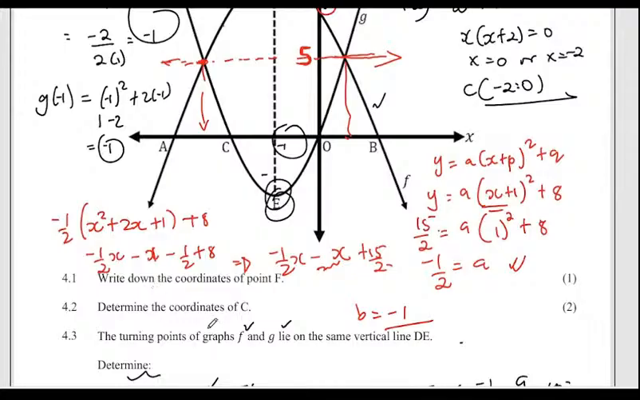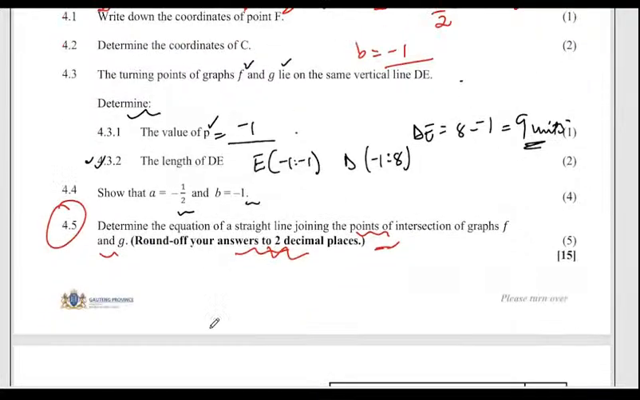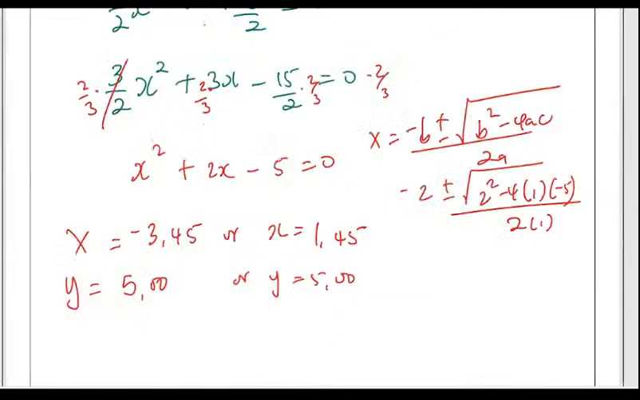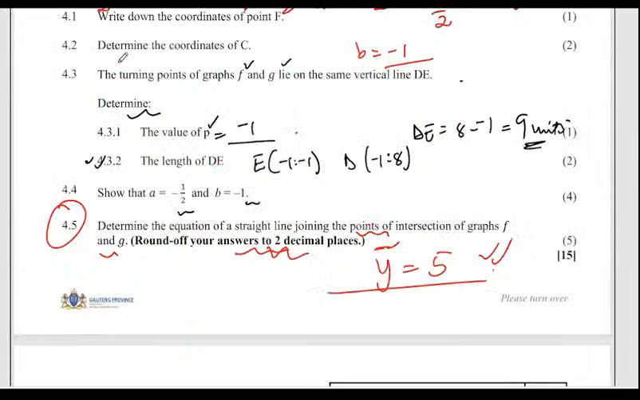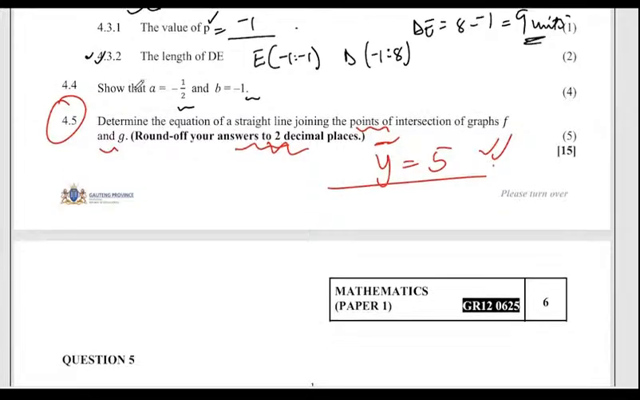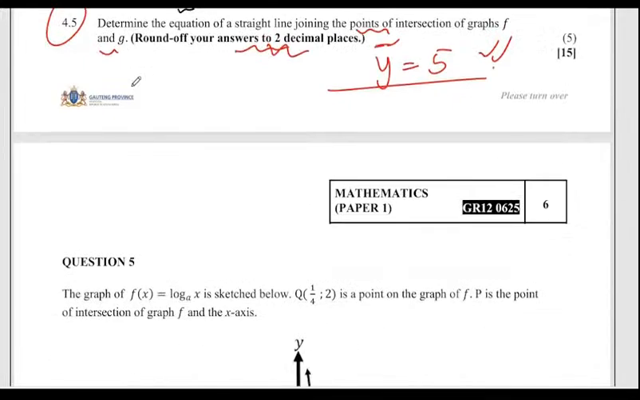So the question is asking for the equation of the straight line joining the points of intersection, meaning that y is going to be 5. The gradient is going to be 0. So that is what the question wanted. The y-intercept is 5, the gradient is 0, and the change in y will be 0.